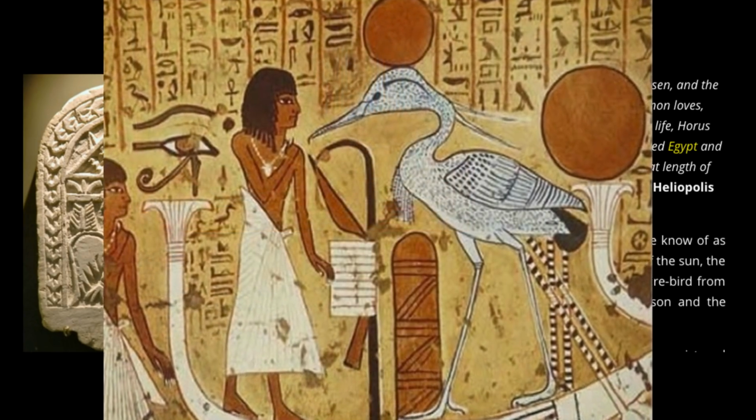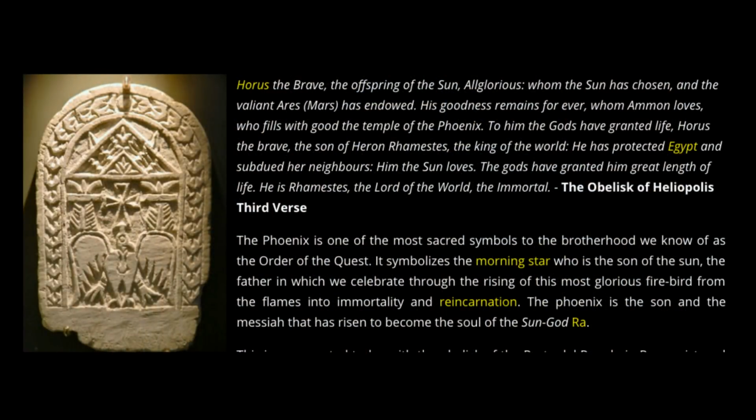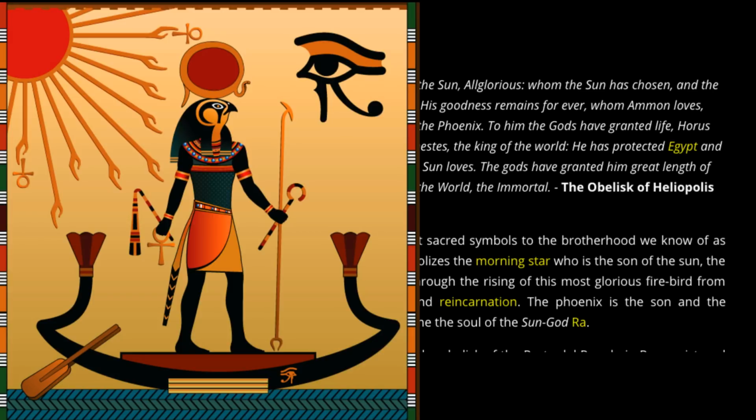Morning star, we have the phoenix here, it symbolizes the morning star, as it says here. Continuing: the father, in which we celebrate through the rising of this most glorious firebird from the flames into immortality and reincarnation. The phoenix is the sun and the Messiah that has risen to become the soul of the sun god Ra. You see this? The sun and the Messiah.